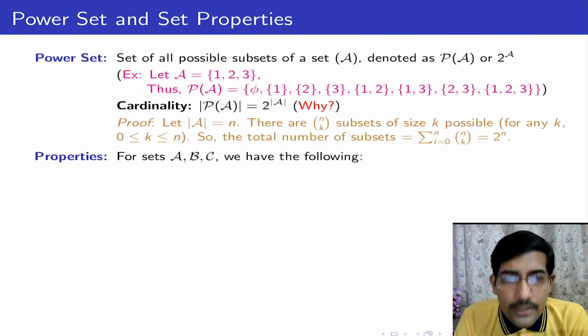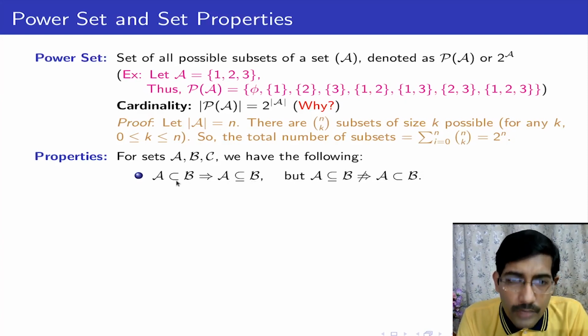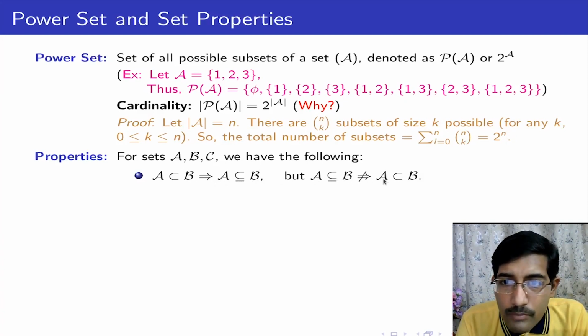There are certain properties that are valid over sets. So if A, B, C are 3 sets, then we can say that if A is a proper subset of B, then obviously A is also a subset of B, because by the proper subset definition, B has all the elements that A possesses, but also some extra. So definitely it will be a subset since it has all the elements. But the converse is not valid, because there are conditions where this part is true but this part is false.